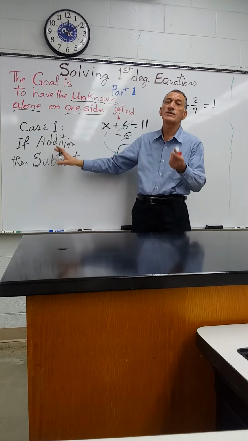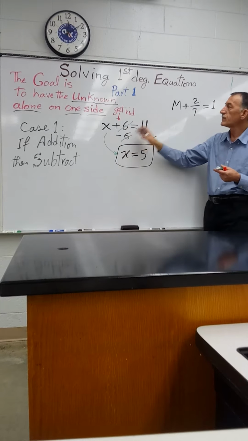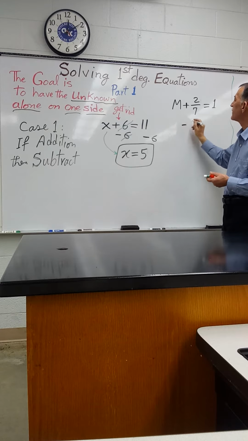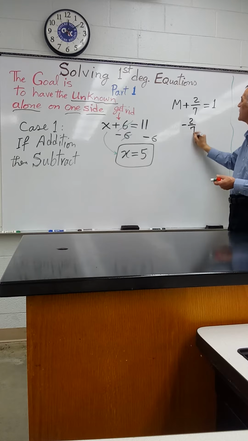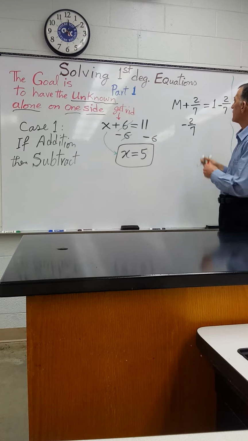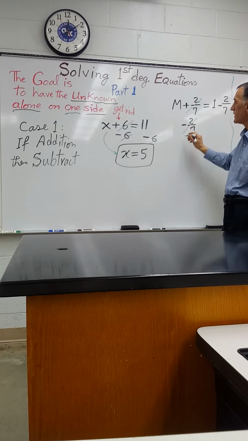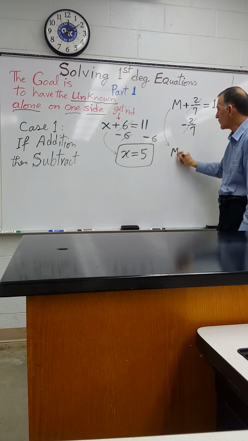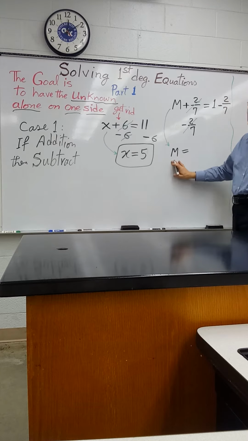So case 1 is principle number 1, and the same principle applies here, because you have addition, you subtract. Therefore, we subtract 2/7 from the left side, and we subtract 2/7 from the right side. Now, if you notice, on this side the 2/7 and the negative 2/7 cancel, and m comes out alone. So we have the m, the unknown, by itself, and it's positive.